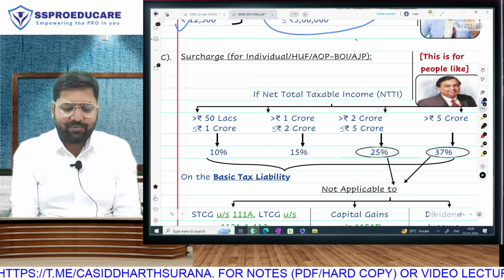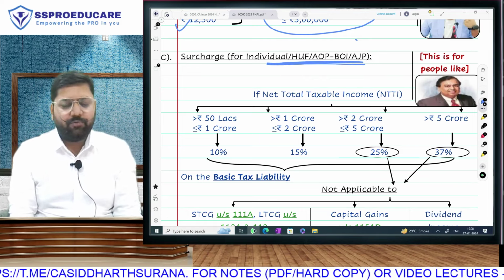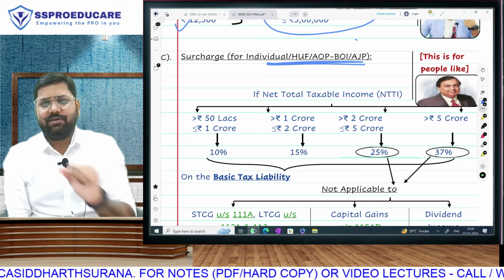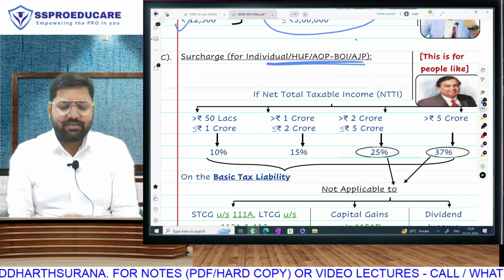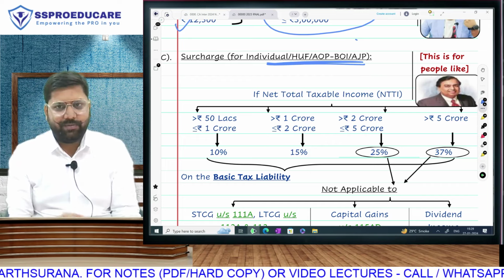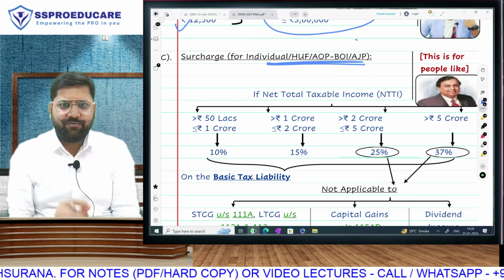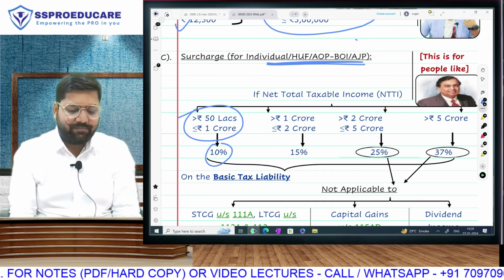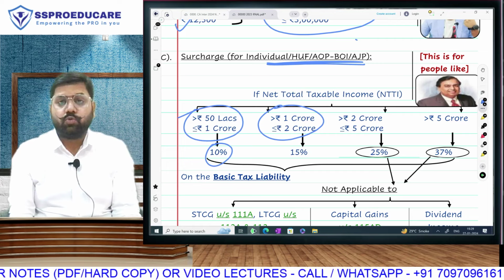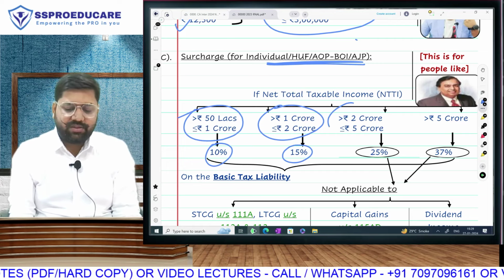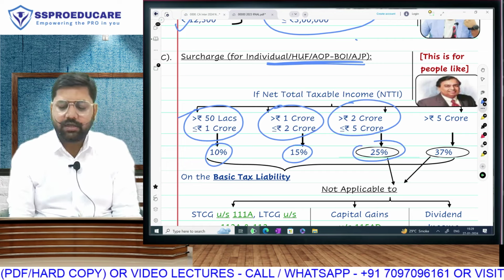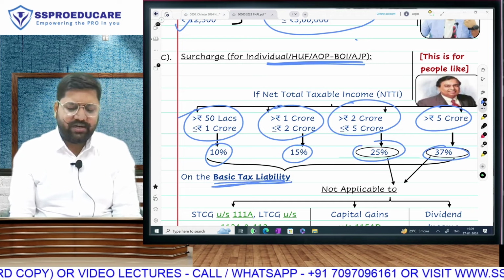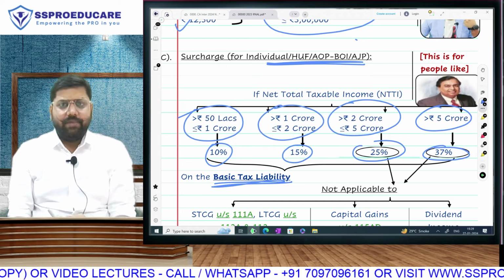Surcharge is going to be applicable for individual, HUF, AOP, BOI, AJP, everyone. In fact, it is also applicable for firms and companies, but that we will learn separately later. If your net taxable total income is more than 50 lakh up to 1 crore, it will be 10%. More than 1 crore up to 2 crore, it will be 15%. More than 2 crore up to 5 crore, 25%. And more than 5 crore, it will be 37%. And all these rates are going to apply on your basic tax liability.